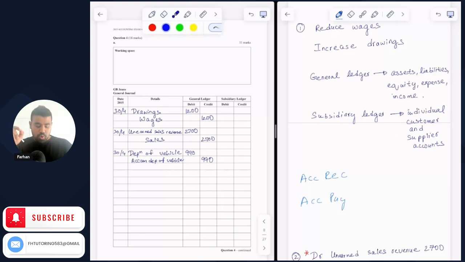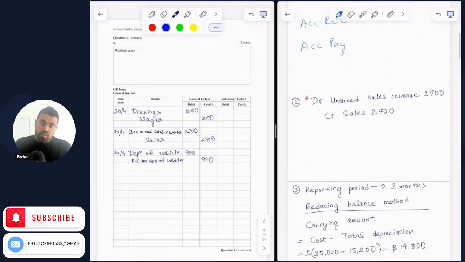So debit drawings by 1,200 and credit wages by 1,200. So let's move to the second additional information that we have.